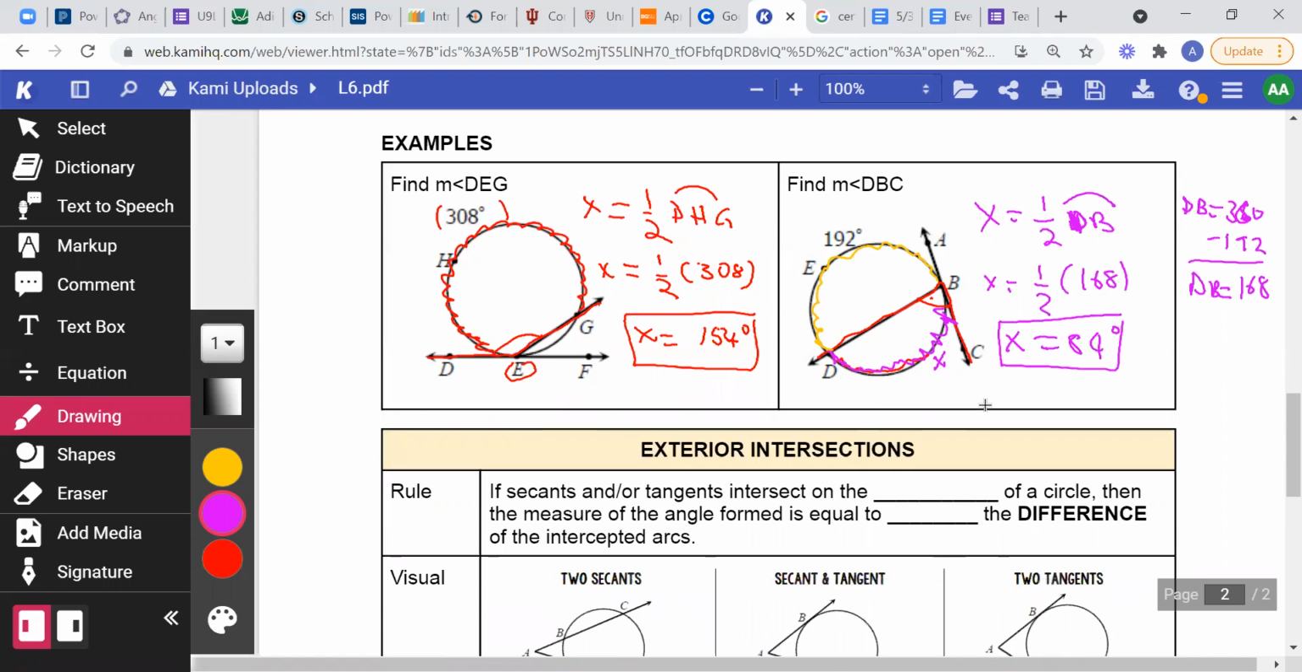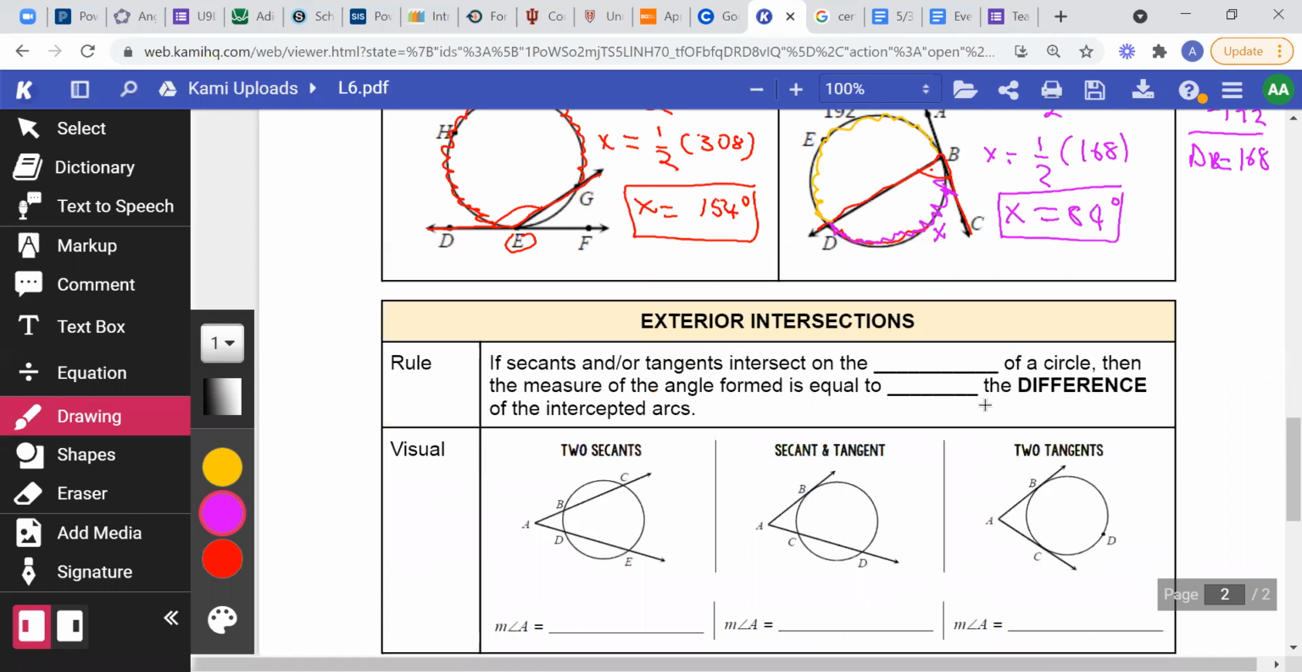Another thing here is when the intersection is outside the circle. The first one: if the intersection is inside the circle, take half of the sum of the intersecting arcs. When the intersection is on the circle, take half of the intersecting arc. And when the intersection is outside the circle, just take half of the difference of the intersecting arcs. That's all.